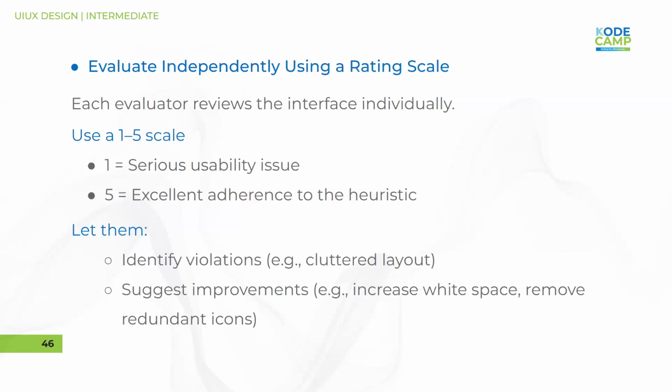All right, so evaluate independently using a rating scale. Each evaluator reviews the interface individually. Use a 1 to 5 scale. As we proceed, we are going to see how this 1 to 5 scale really works. Identify violations, suggest improvements, and the likes of it. This scale is what is going to help us achieve this.